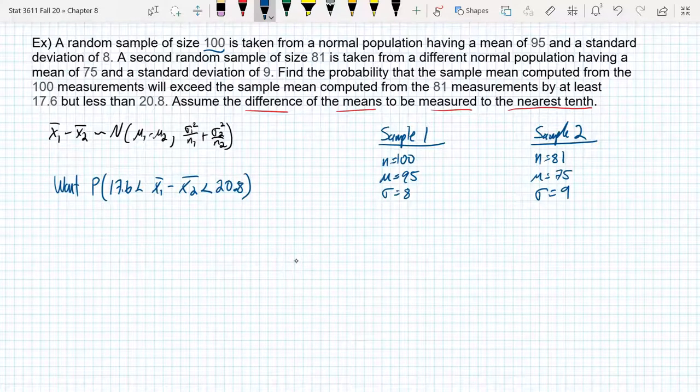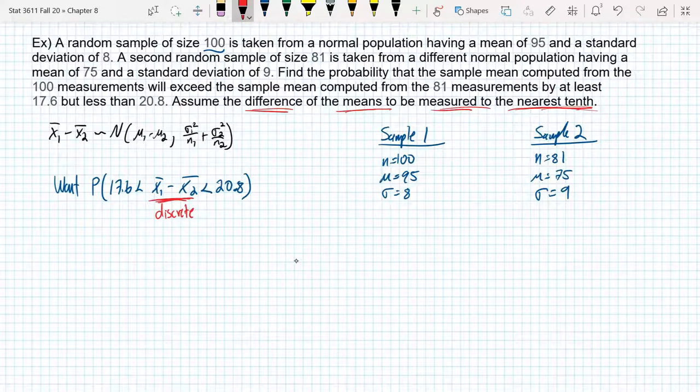Here is where we have to be careful, because it is explicitly stated that the difference in means is measured to the nearest tenth. Most of the time with questions about a difference of means, we don't get a statement like this, and we assume it can be measured to an infinite degree of accuracy. But with this statement, the difference becomes discrete, a discrete difference measured to the nearest tenth.